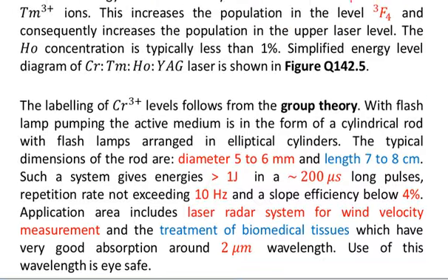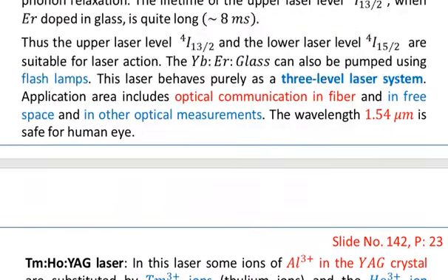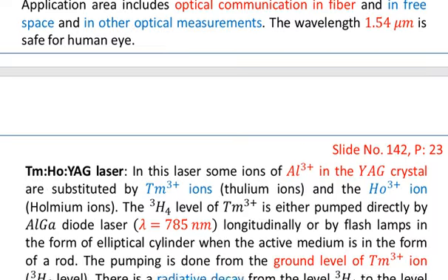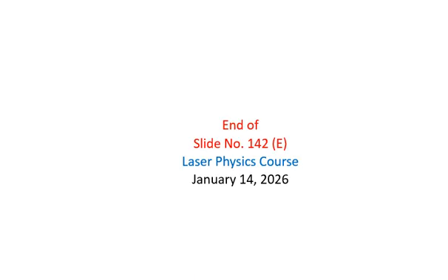So this was all about the laser that I have just presented, that is the chromium, thulium, holmium YAG laser. And this is the end of part E of slide number 142.